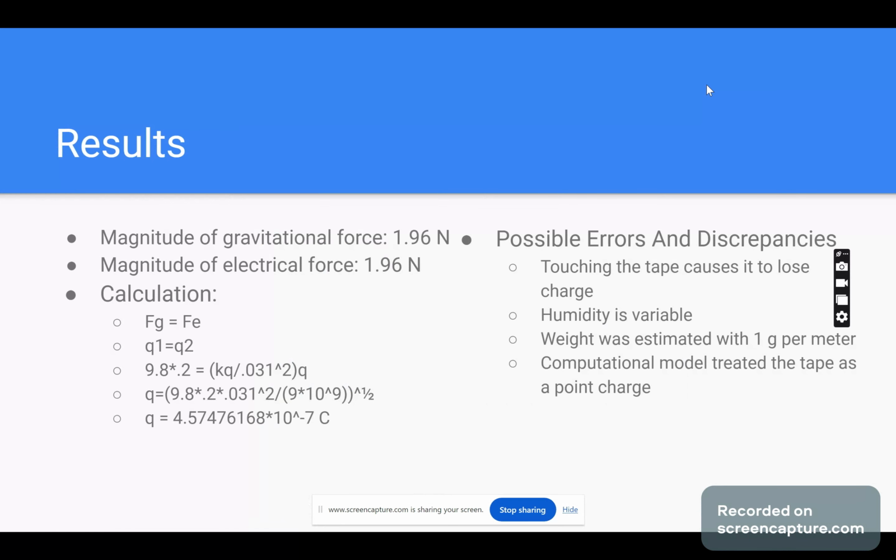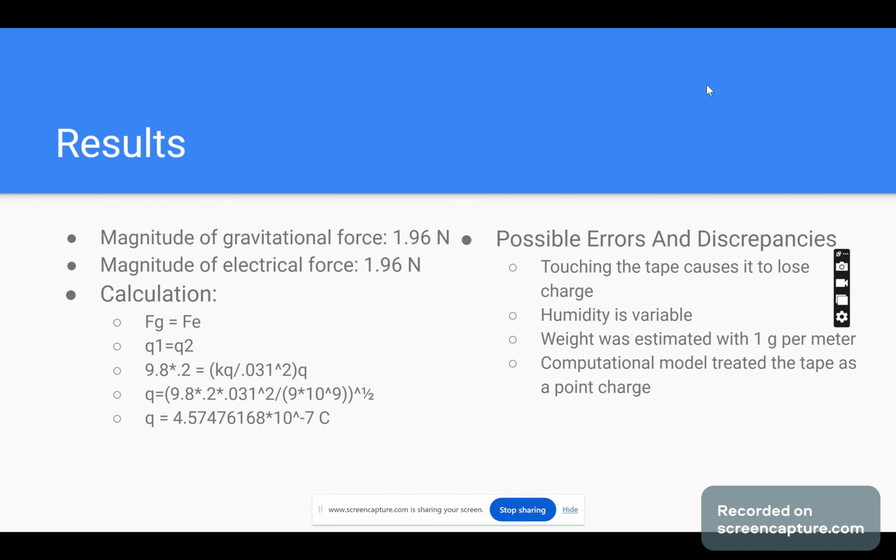Now, the results of the experiment, we computed the magnitude of the gravitational force to be 1.96 newtons, and we knew that that must be the same as the magnitude of the electrical force. And so, using that knowledge, we calculated the fact that the charge of the tapes was 4.57 times 10 to the negative 7th coulombs. Notice that it is actually negative 4.57 because it's a negatively charged tape.